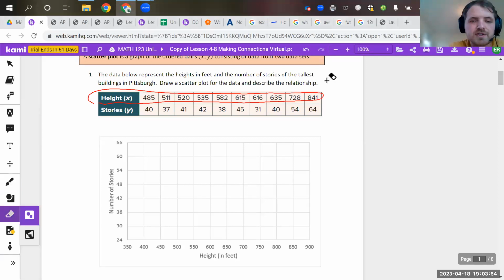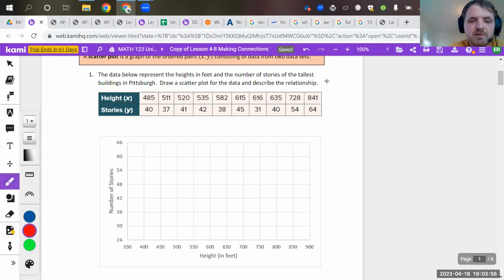So just know that the coordinates that we're actually going to be plotting are 485, comma 40. We're going x and then y. So we go over 485, which is kind of close to 500, and then up to 40, which is below 42, but above 36. It doesn't need to be perfect.